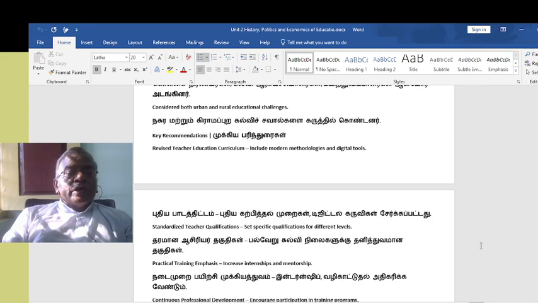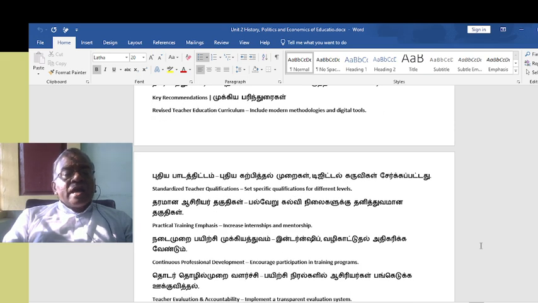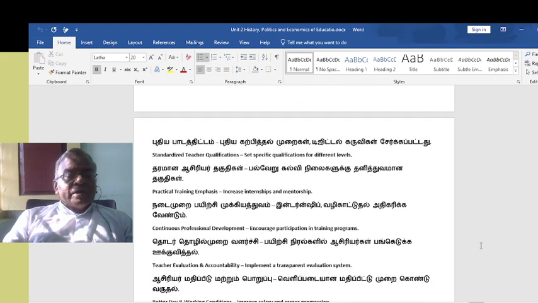Key recommendations, what are they? Revised teacher education curriculum including modern methodologies and digital tools. Standardized teacher qualifications, set specific qualifications for different levels. Practical training emphasis, increase internships and mentorship.